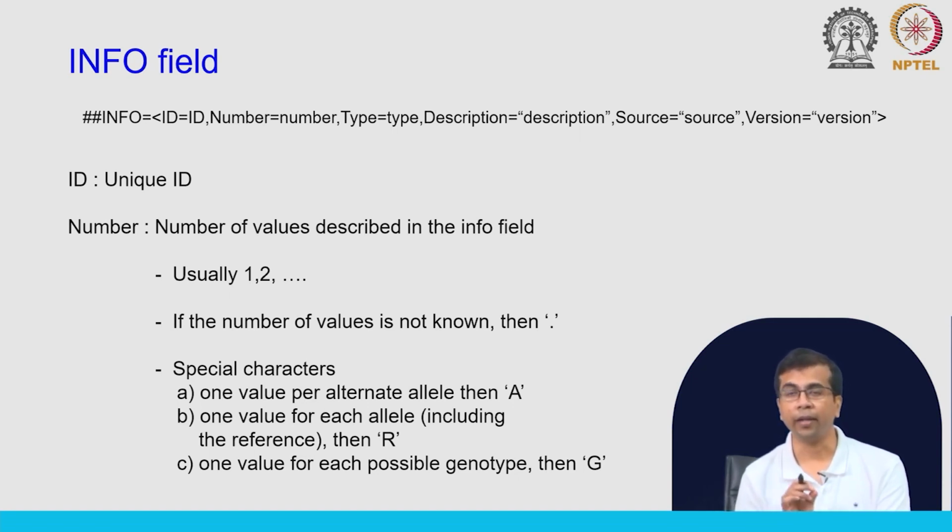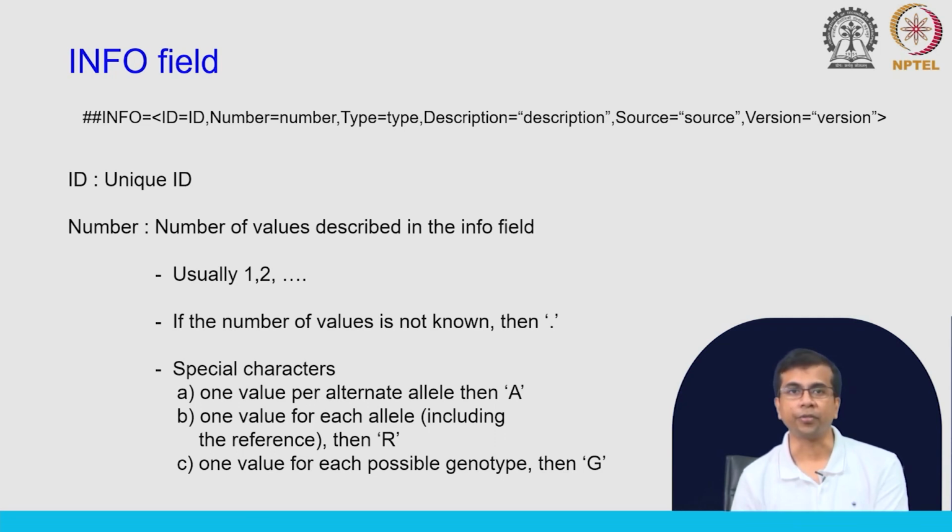Now, this may vary, right, because if you have 3 alternate alleles, you would expect 3 numbers. If you have 2 alternate alleles, then you will see 2 numbers. So, that is how A is actually more relevant rather than specifying the exact number, because we do not know the number of alleles for each variant. This number of alleles can vary for each variant.